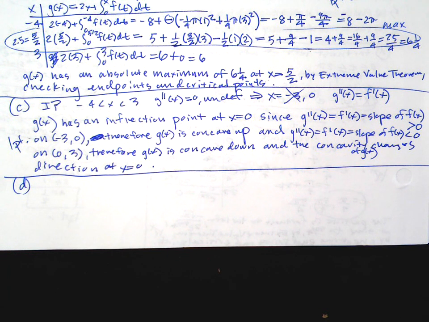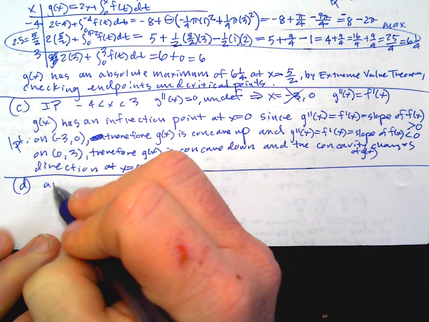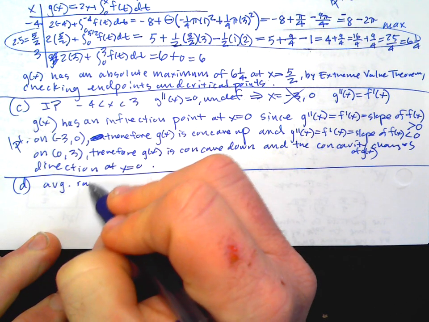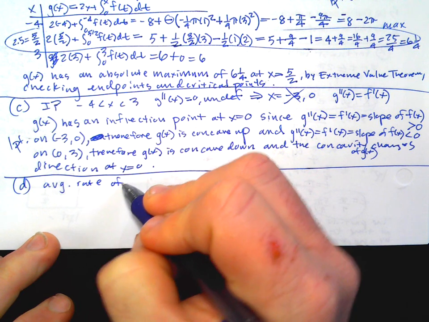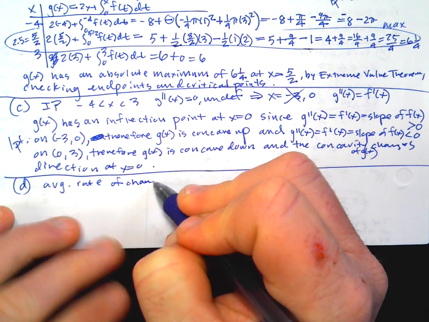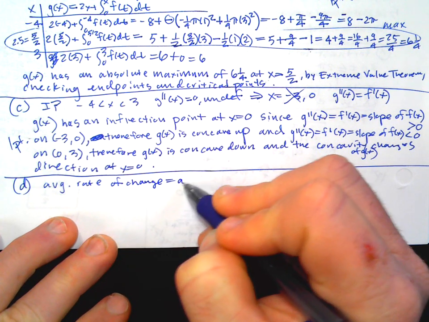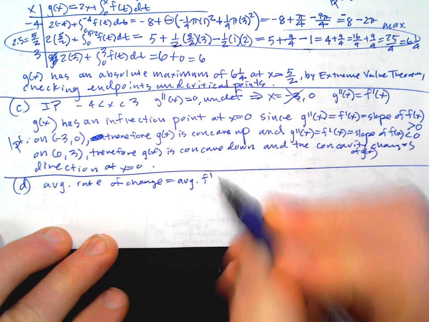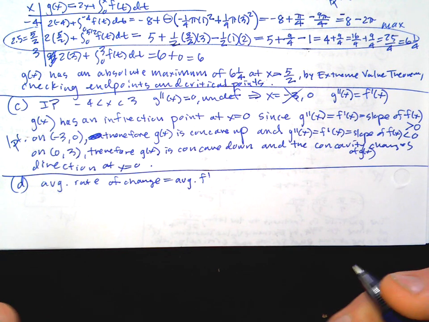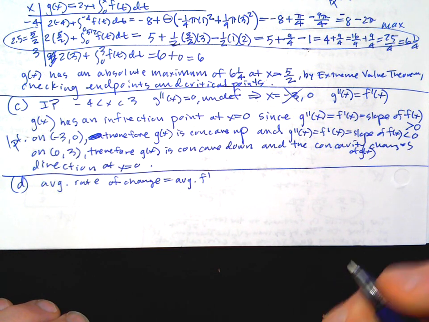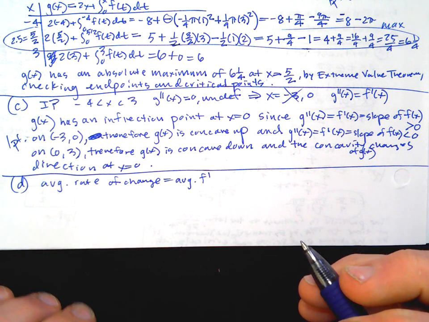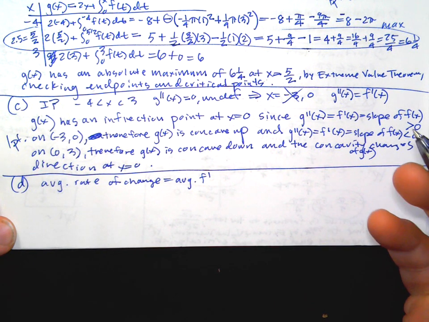Let's see. D says find the average rate of change. Rate of change is what derivatives measure, right? So this is average f prime or whatever. Average rate of change of f on the interval -4 to 3. Okay, it says find it. Okay, well, let's find it.